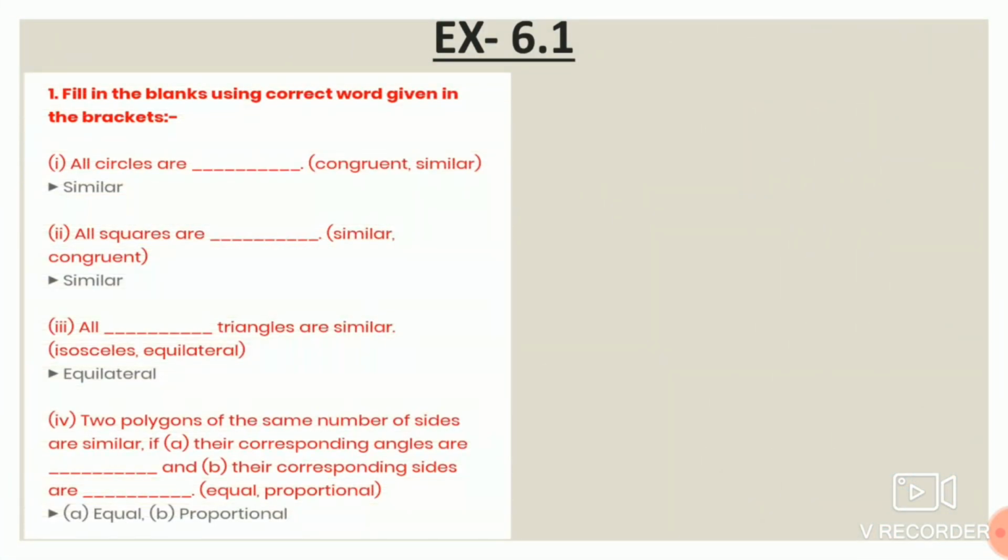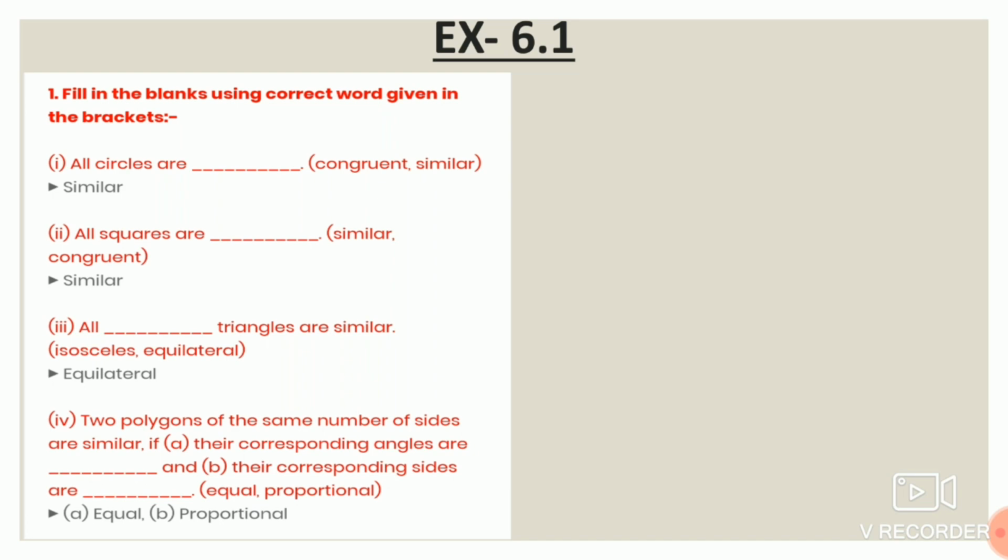Exercise 6.1. In the fill in the blanks, number 1, all circles are similar because they have the same shape but the radii are different, so the size is not always equal. Number 2, all squares are similar because of the same reason; the lengths of the sides are not always equal, so they are not always congruent.